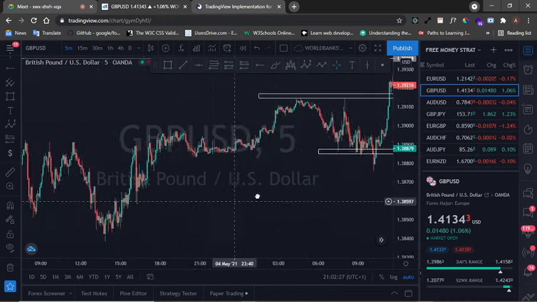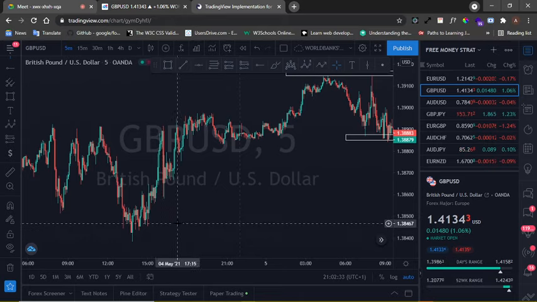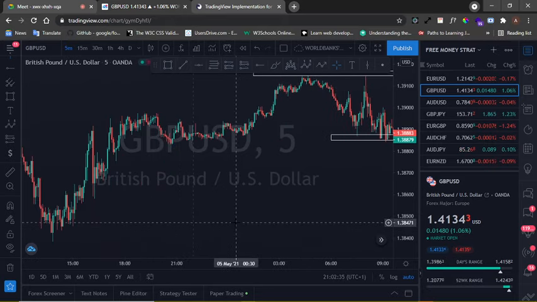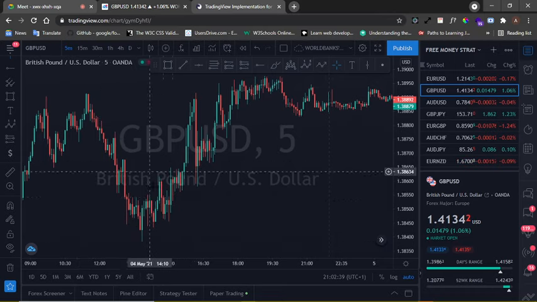Okay, so this is the 5 minutes here. I can see a break of structure. I can see a nice break of structure. So where's the last red candle before the green moves? It is here, but it has been mitigated already by this rejection. But let's check.